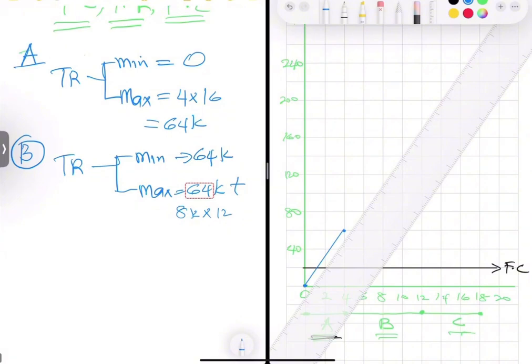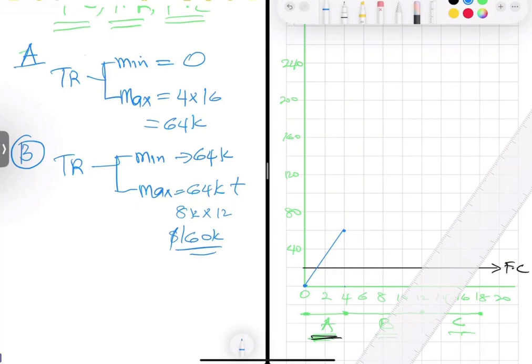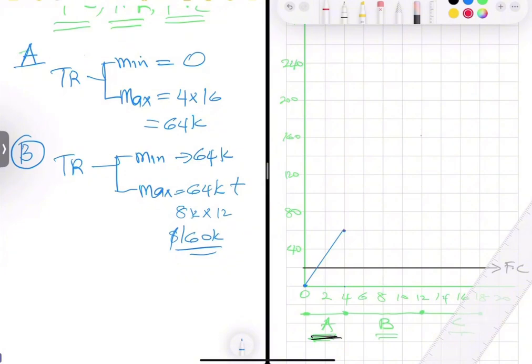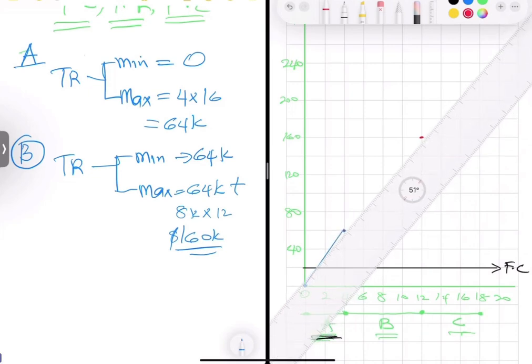160. Is my calculation correct? 8 times 12? Yeah, that's it. 96 plus 64, 160K. So to continue the path for B, the minimum will be here, and the maximum will be when we are done selling the 8,000, which will be at 12 and 160. So I need to join the line for B. You can see it's no more a straight line, and that is because we are selling in sequence.